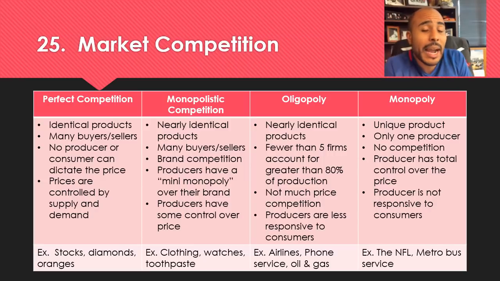Now, the kind of market that has zero competition is called a monopoly. In a monopoly, the product they offer is unique. Nobody else can offer it, and there's only one producer of that product, so there's no competition at all. And that one producer has total control over the price. So because they don't have any competition, they're not at all responsive to consumers. They really don't care what the consumer wants.